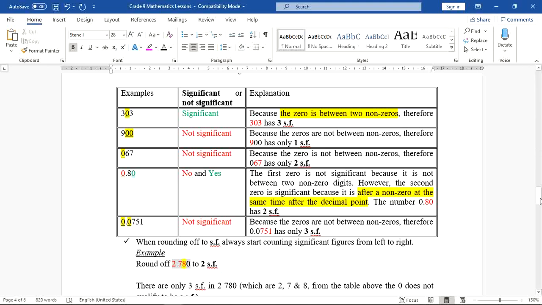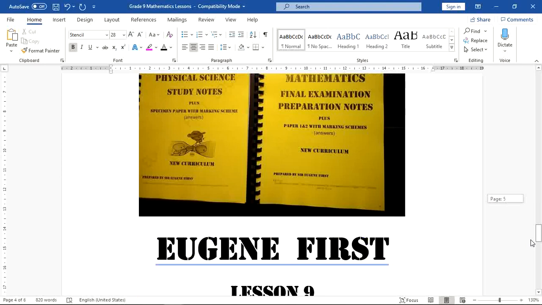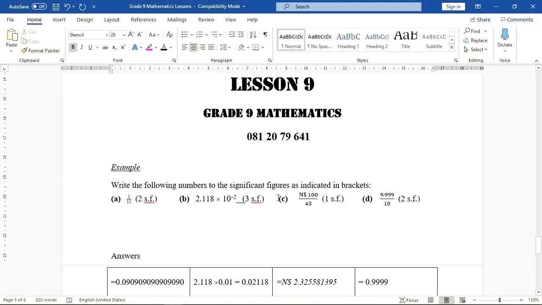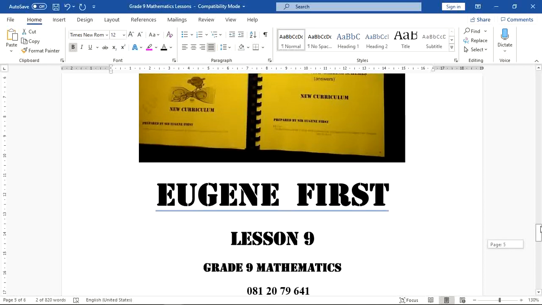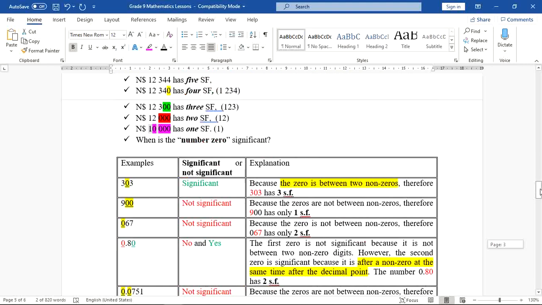In this lesson I am going to provide the answers to these questions. We are going to round off these numbers to the significant figures as indicated in the brackets. Let me quickly highlight all this, and then we quickly revise significant figures. Very important.